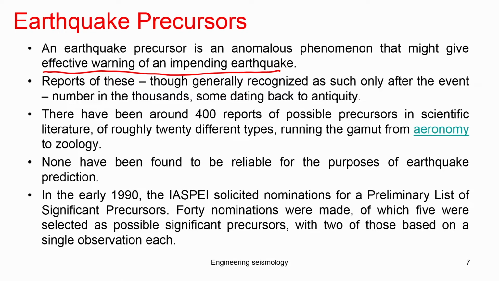Roughly, the scientific literature describes about 20 different types, running the gamut from aeronomy to geology. So with a precursor, they say that this kind of anomaly had been observed before that earthquake. Generally they report it after the earthquake. There are several cases of those kinds of reports, but not before the earthquake.